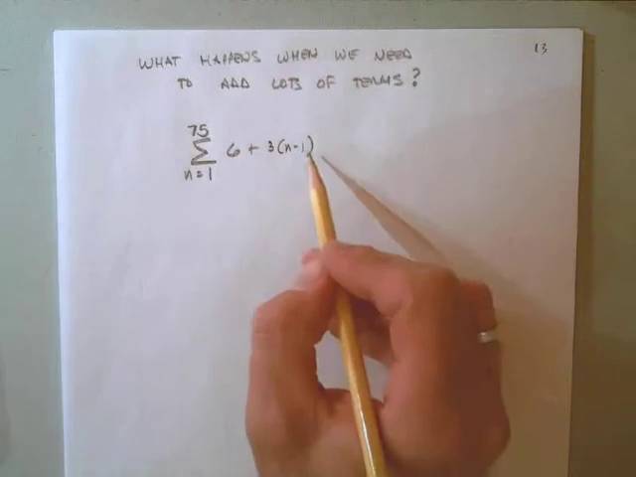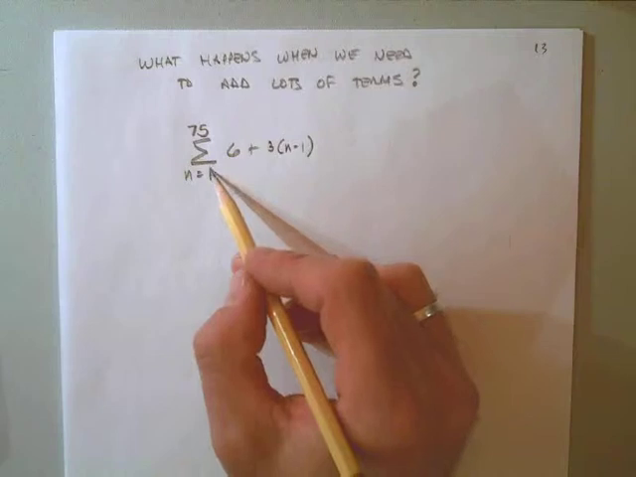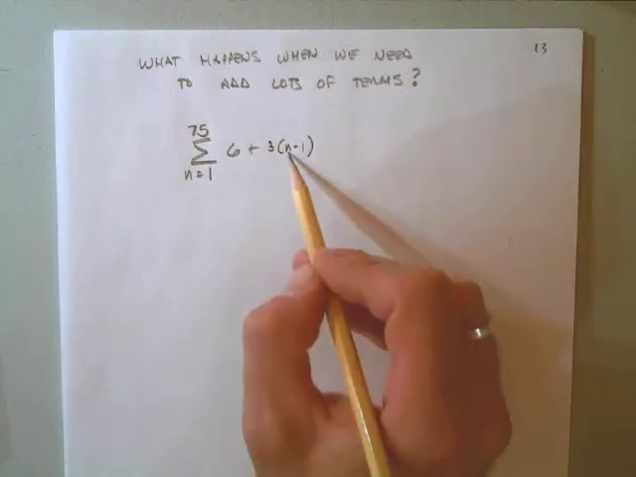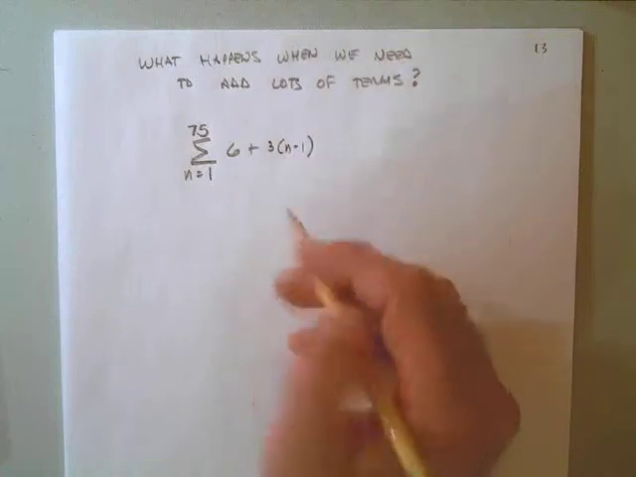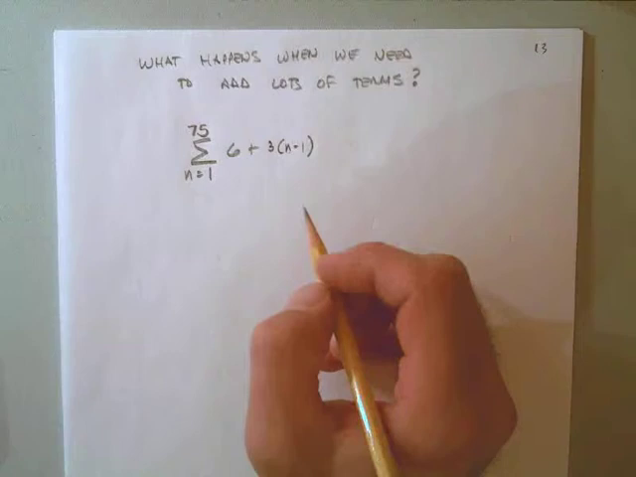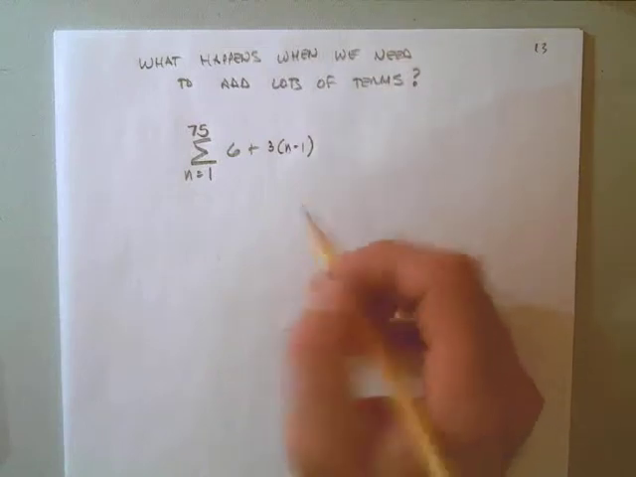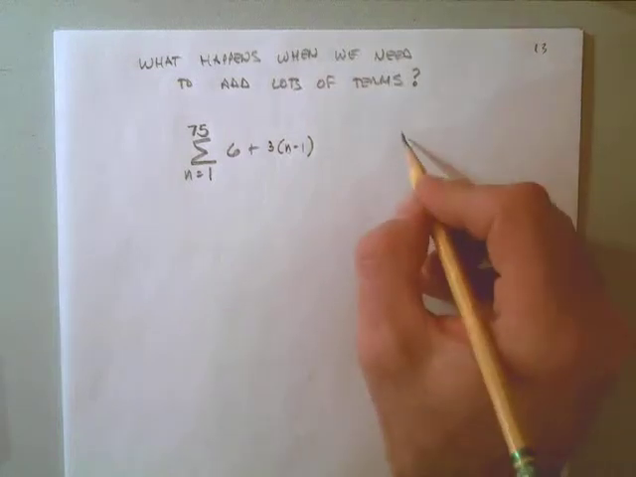So one of the things that we could do is rewrite this equation 75 times, and we could plug in 1, then 2, then 3, then 4, and so on and so forth, all the way up to 75. Plug all those numbers in for n, and then add them all up. And that would take a long time. Well, it turns out that there is a shortcut. And here's how it works.